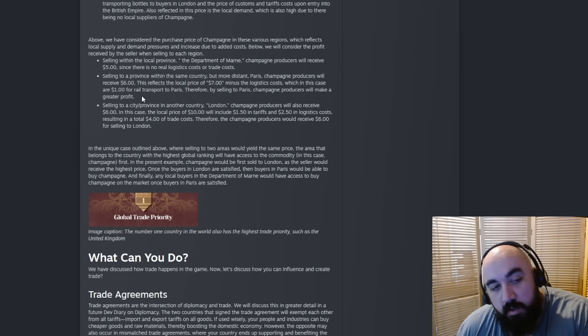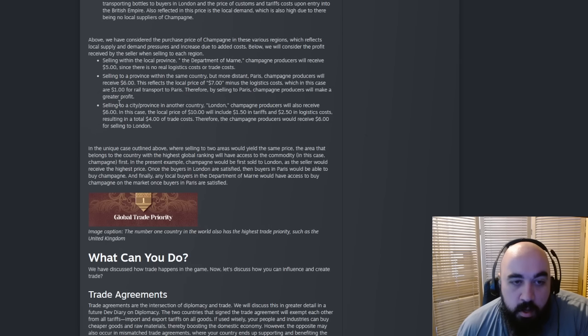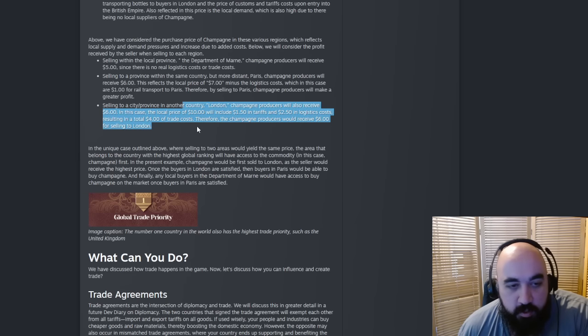I guess they're splitting the extra value, where half the value is going to the infrastructure, and then half is going to the seller, right? Selling to a province in another country, London, the champagne producers will also receive $6. As in the case, the local price $10 will include $1.50 in tariffs, $2.50 in logistics costs, resulting in a total of $4 of trade costs. Therefore, the champagne producers receive 6 for selling to London. Okay, they receive the same amount.